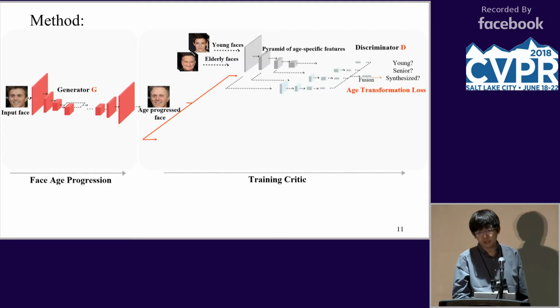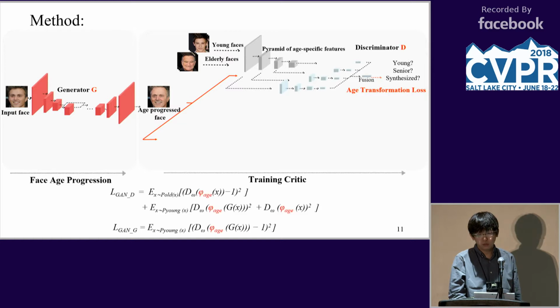To make finer texture details, we propose a pyramid hierarchy to process facial representations at multiple scales. Here, we use the least square loss to replace the original negative log likelihood objective, which penalizes samples depending on how close they are to the decision boundary in a metric space, minimizing the Pearson chi-square divergence. Phi age is pre-trained for age estimation using VGG16.